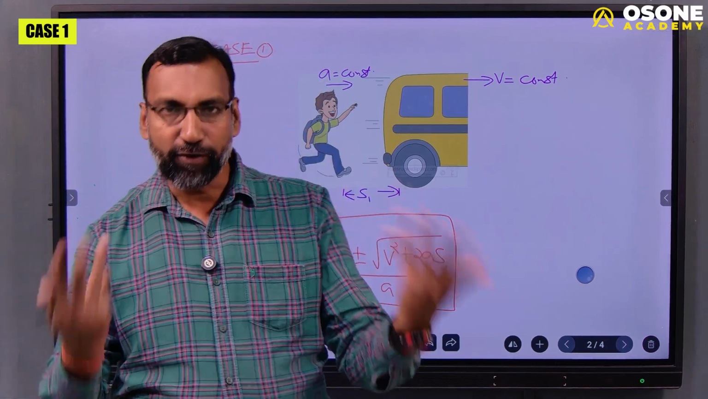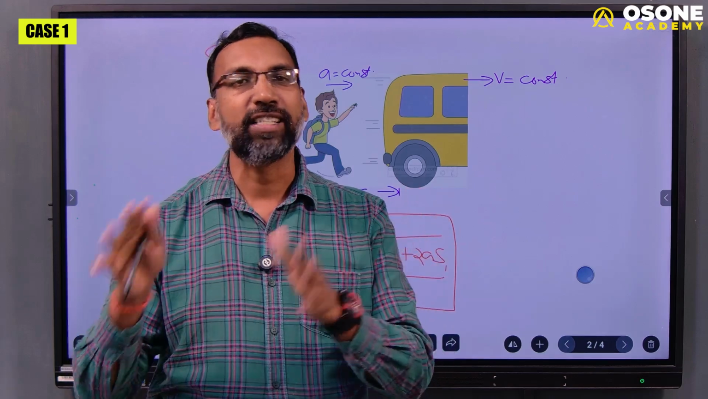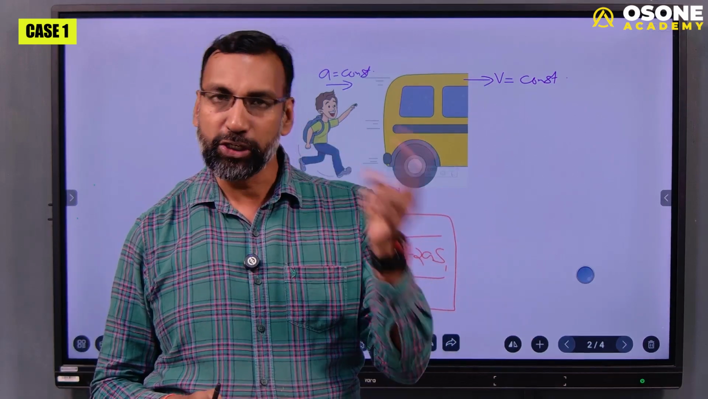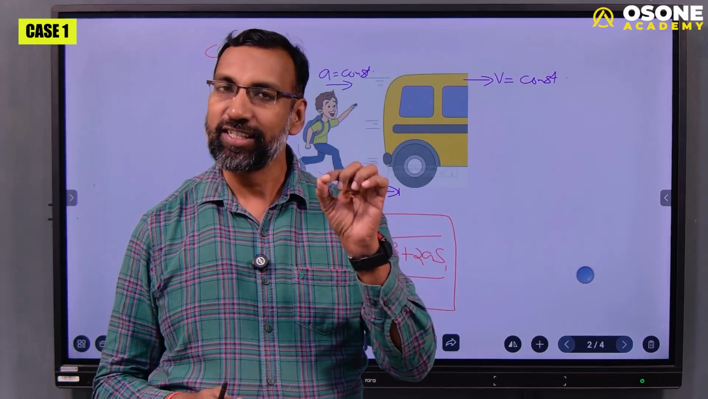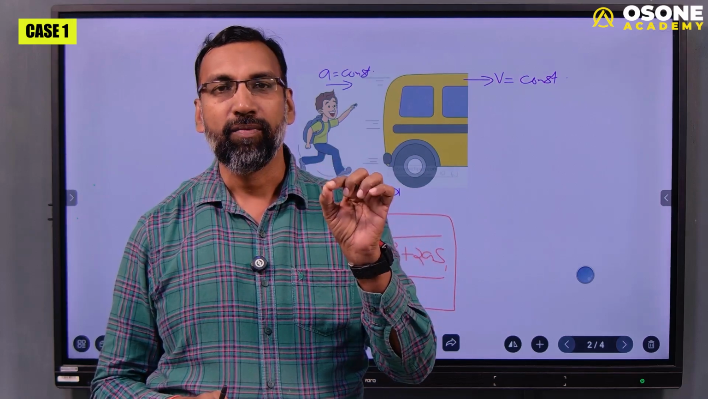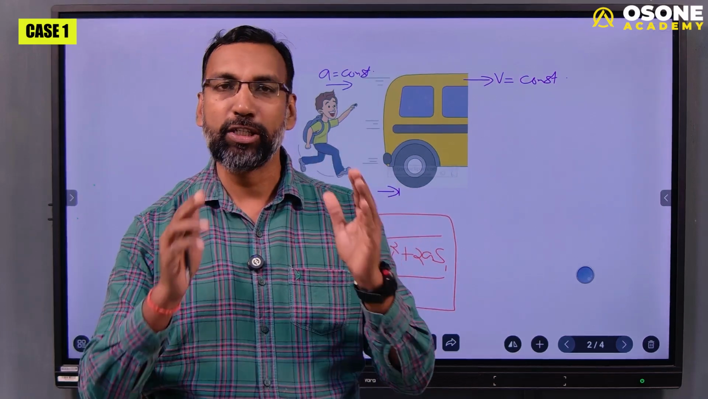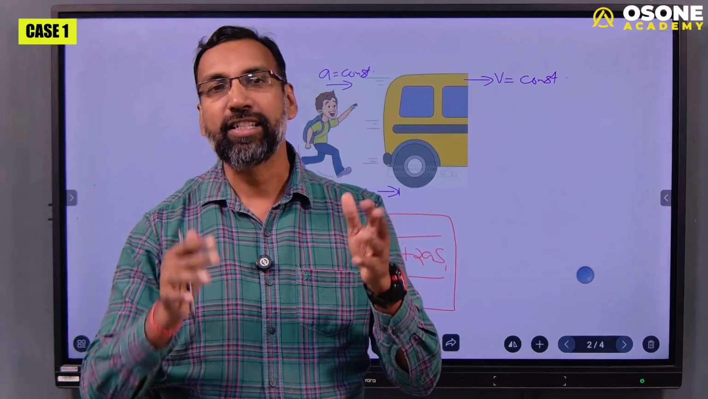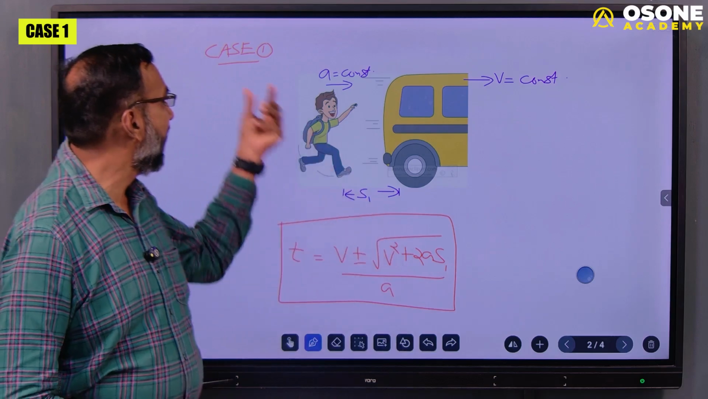If there is a negative value of T, that negative value should be discarded or neglected because time cannot be negative. If two positive values of T are obtained, you consider only the minimum value of T, because our aim is to find the minimum time in which the man can catch the bus. So that is case 1.